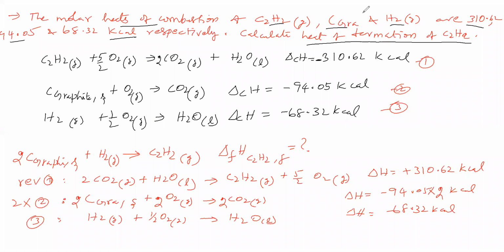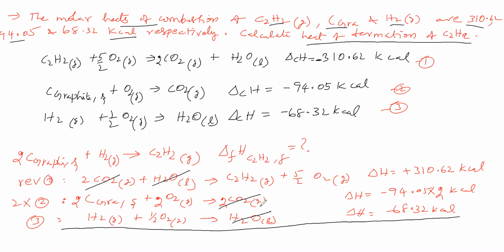Now let us add all three equations. What are the common things that we will cancel? Carbon dioxide gas cancels, and water liquid cancels. Oxygen: 2 plus 2 and a half here, and 2 and a half there, so O2 also cancels. What remains is graphite plus H2 gas on one side and acetylene gas on the other.